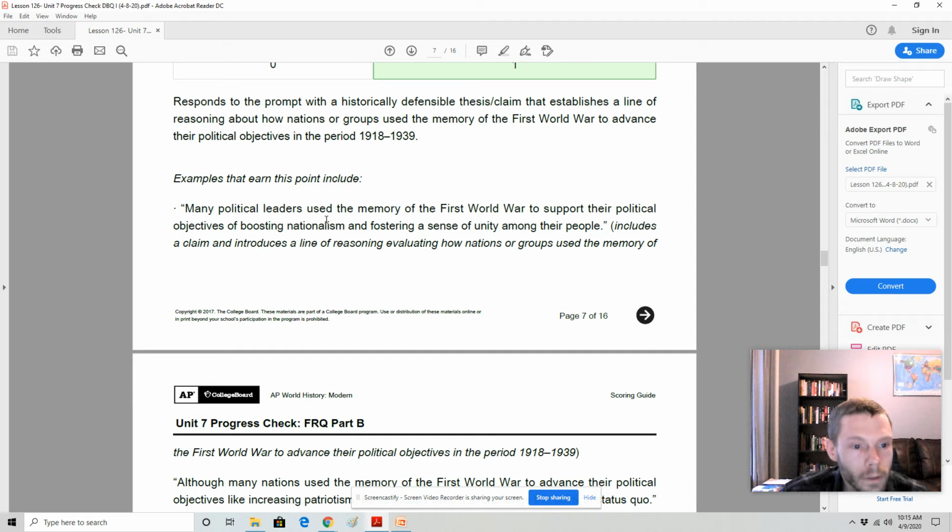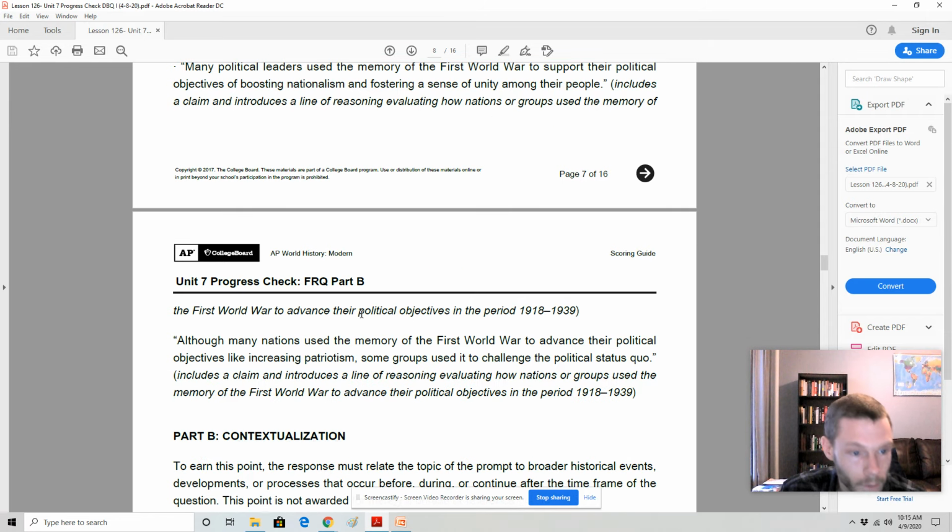Many political leaders used the memory of the First World War to support their political objectives of boosting nationalism and fostering a sense of unity. So those are your two reasons, nationalism and a sense of unity. So it says includes a claim, introduces a line of reasoning, and evaluates how nations and groups use the memory to advance their political objectives.